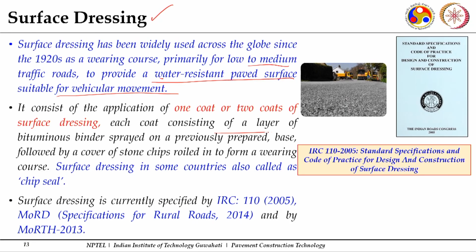In each application coat, you first go for an application of a bituminous binder. So each coat will comprise an application of a bituminous binder, followed by an application of stone chips. When you are going for the first coat, you need a previously prepared base. Whatever the granular base over which this bituminous surfacing is to be done has to be prepared first: any loose materials have to be removed, it has to be brought to grade, and any depressions have to be rectified, because these bituminous surfacings are very small in thickness.